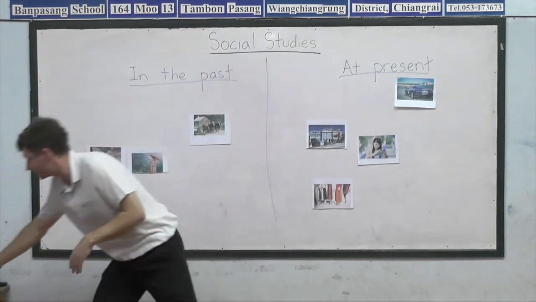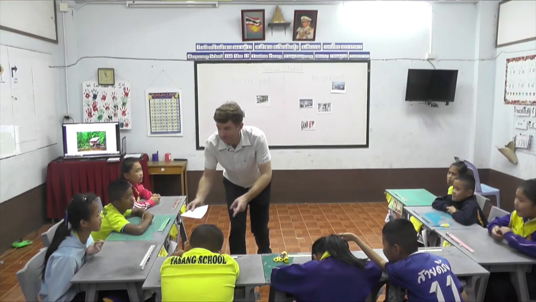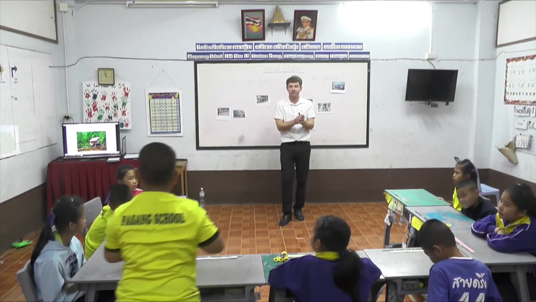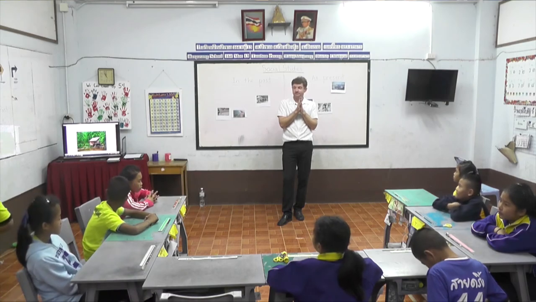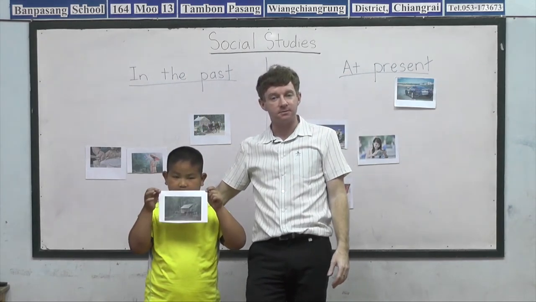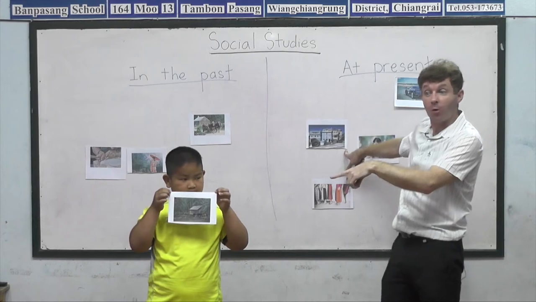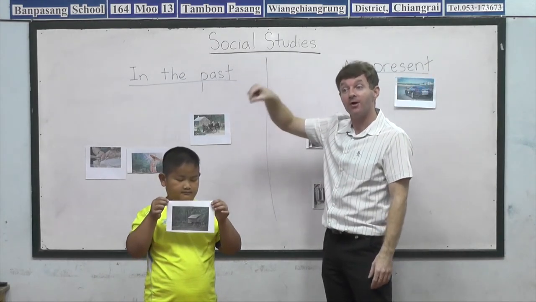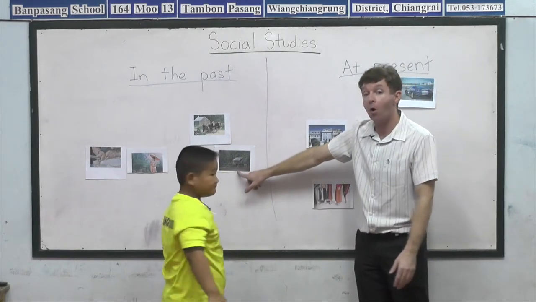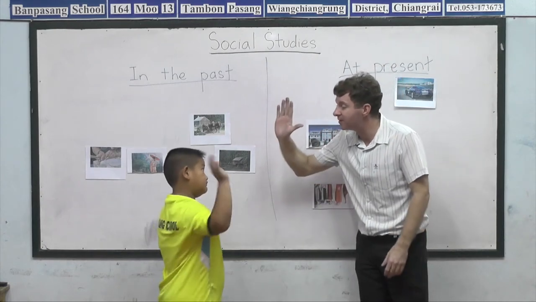And we have one more flashcard. Who hasn't been yet? Okay. Let's open our eyes. Net, come and join me at the front. Show your friends your flashcard. Can you hold it high? What can we see in the picture, guys? Home or house. At present, does it look like this home? No. So this is a home in the past. So Net, can you stick it in this column here? Excellent. And we can say home in the past. Brilliant, guys. Net, high five. Big round of applause for Net.